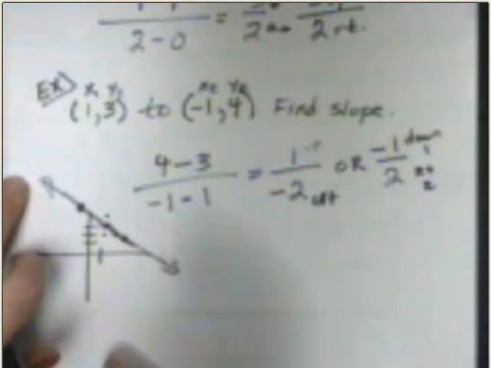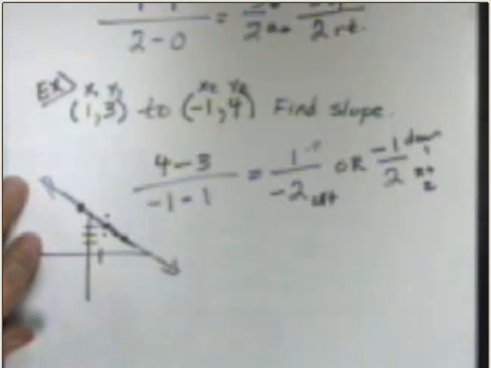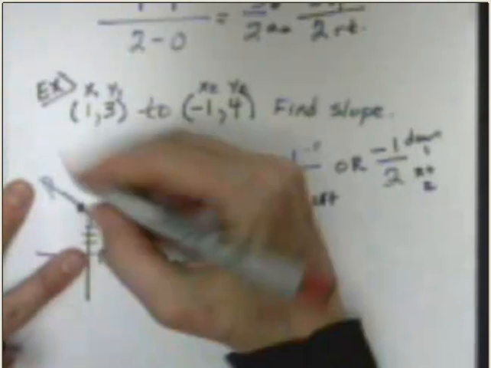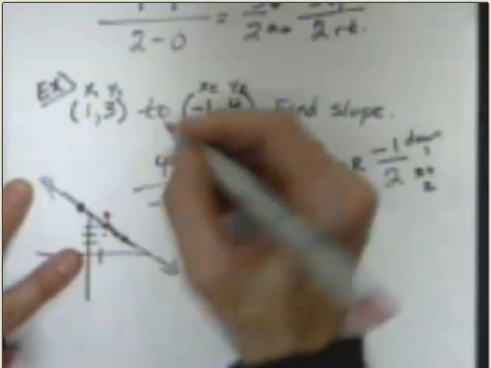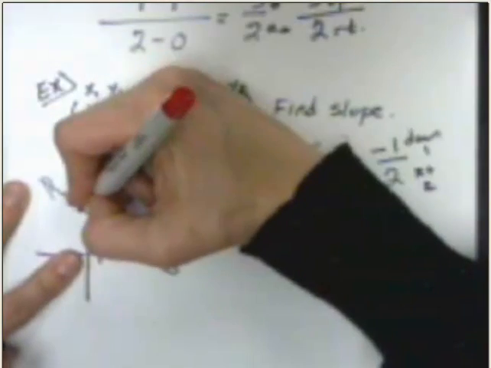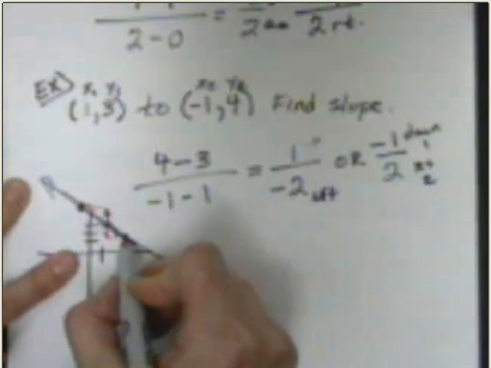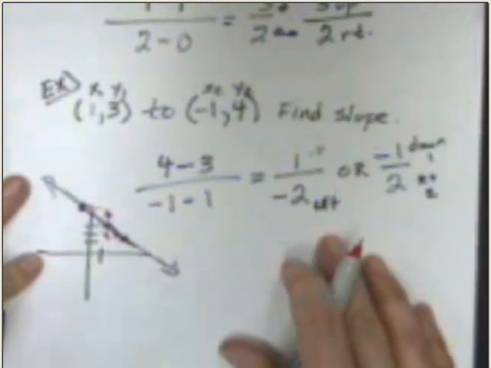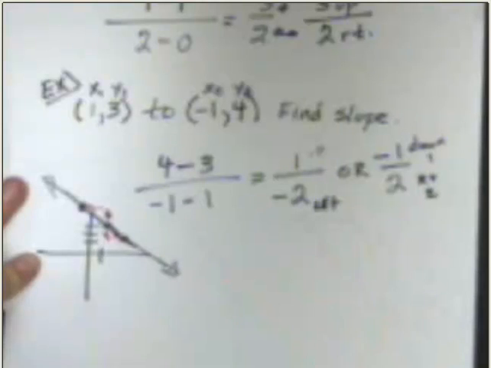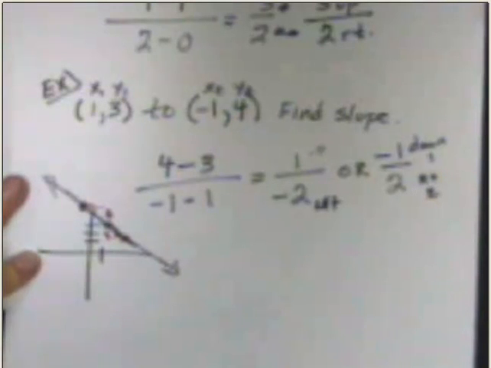Let me change colors for a second. I hope people can still see it. But it doesn't matter if I went up 1, left 2, or if I went down 1 to the right 2. Both ways gets me something else on that line. And that's all I care about, isn't it? I only care that I get a second point on the line.